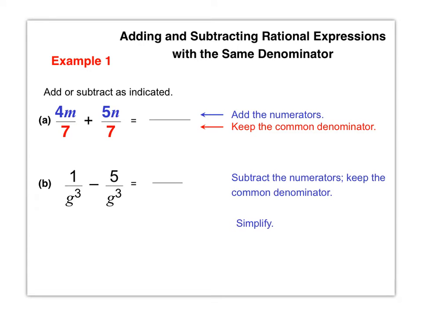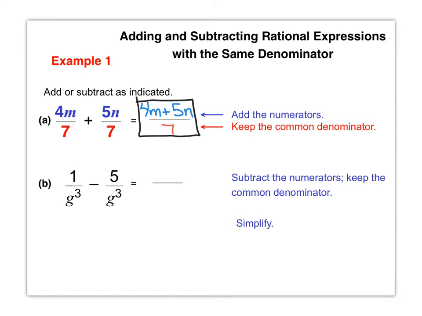Okay, for this example, we are adding two rational expressions with the same denominator. For part A, we have 4m divided by 7 plus 5n divided by 7. Since the denominators are the same, we add the numerators together. When you add the numerators, you get 4m plus 5n. They are not like terms, so you can't combine them into a single term. But since the denominators are the same, we're going to keep that common denominator of 7. So our result gives us a single rational expression that has the same denominator.